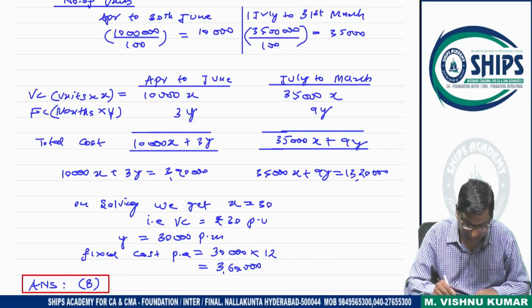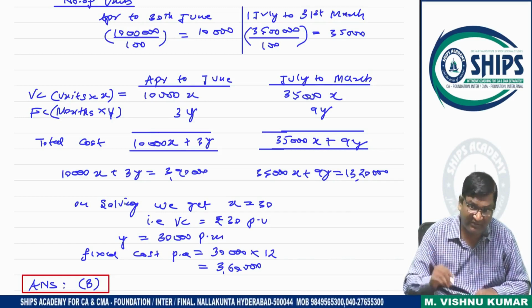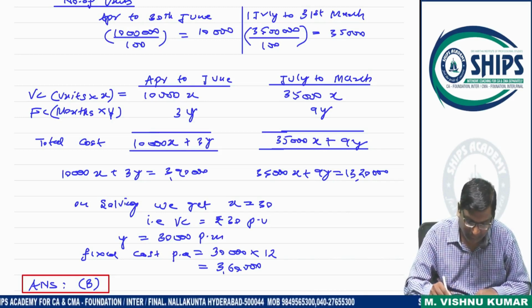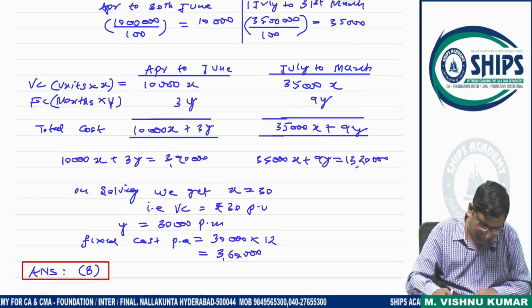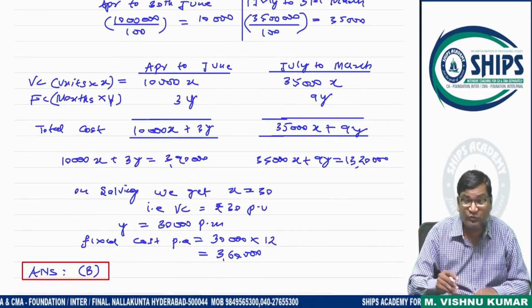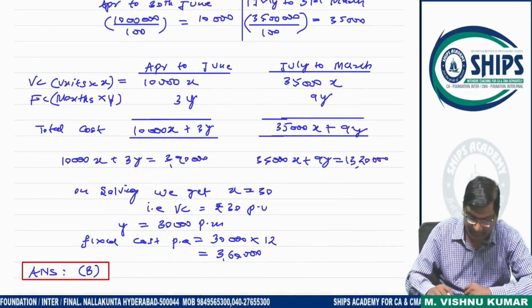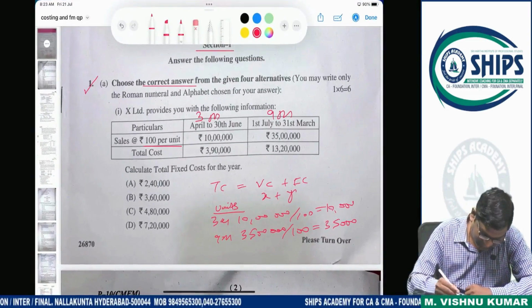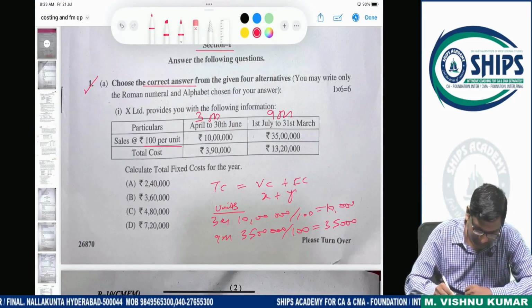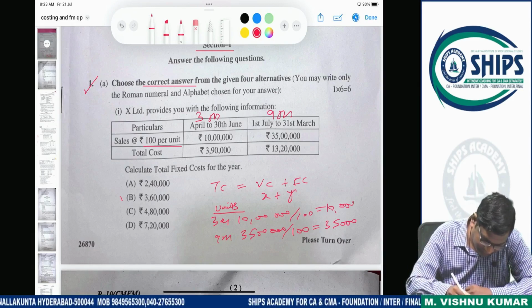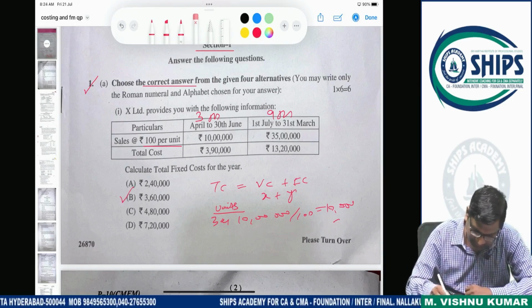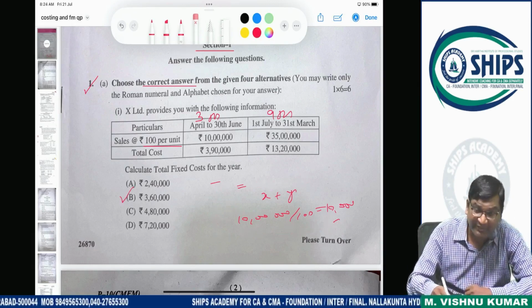So per month 30,000. You have to calculate the fixed cost for 1 year. So it will be 30,000 into 12, 3,60,000. So your answer will be B. So students have to answer or select B here. So your first answer is B. This is the correct answer. I hope students have understood this.